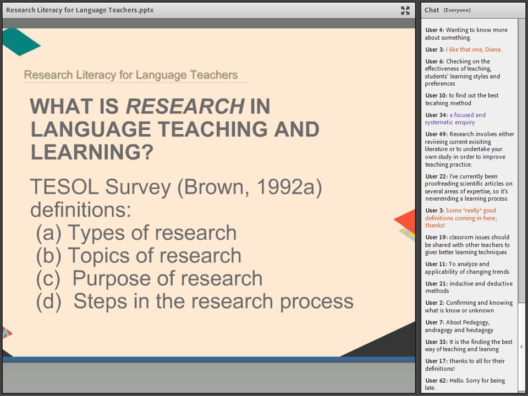And finally, definitions often come from teachers that are about the steps in the research process. And so these might be definitions that enumerate, first we do a literature review, and then we set up research questions, and then we gather data, and then we analyze the data, and so forth, step 1, 2, 3, and 4. So you can see that not only do we have many different definitions, but the definitions tend to fall into these different categories.